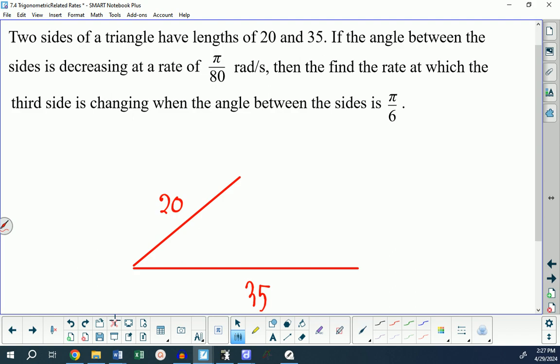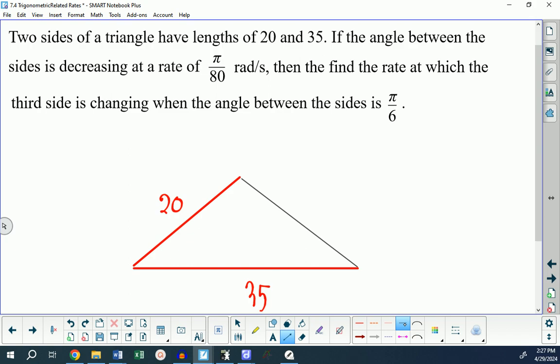And then we have a third side, and I'm going to draw the third side with a different color. I'm going to draw it pretty thin. And you can imagine what's going on here is these two red sides, the angle is decreasing, and you can imagine that third side as being like a piece of elastic. So it's maintaining the triangular shape.